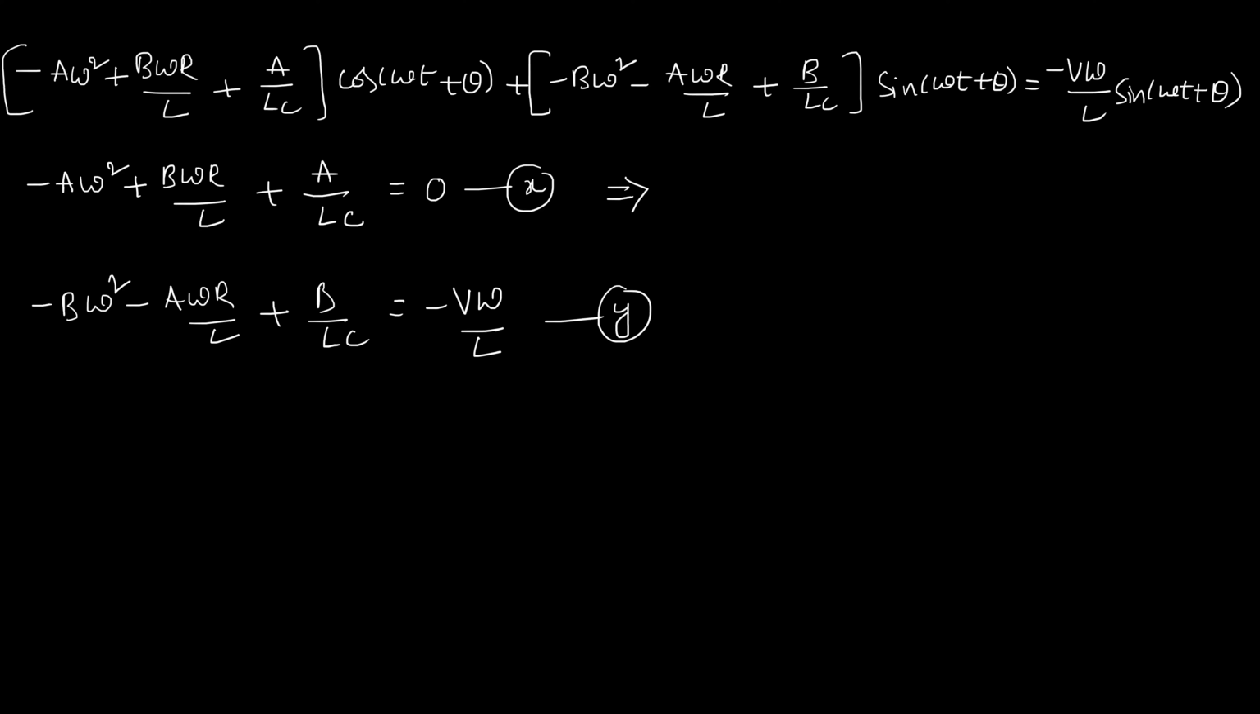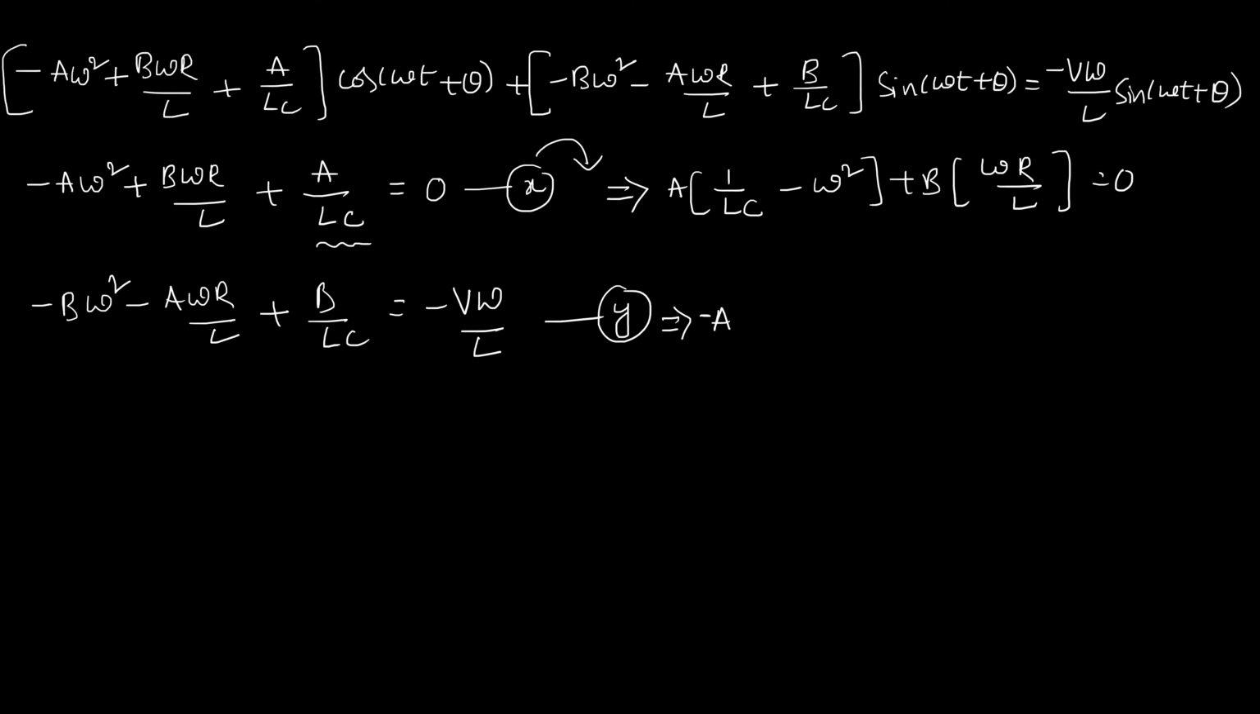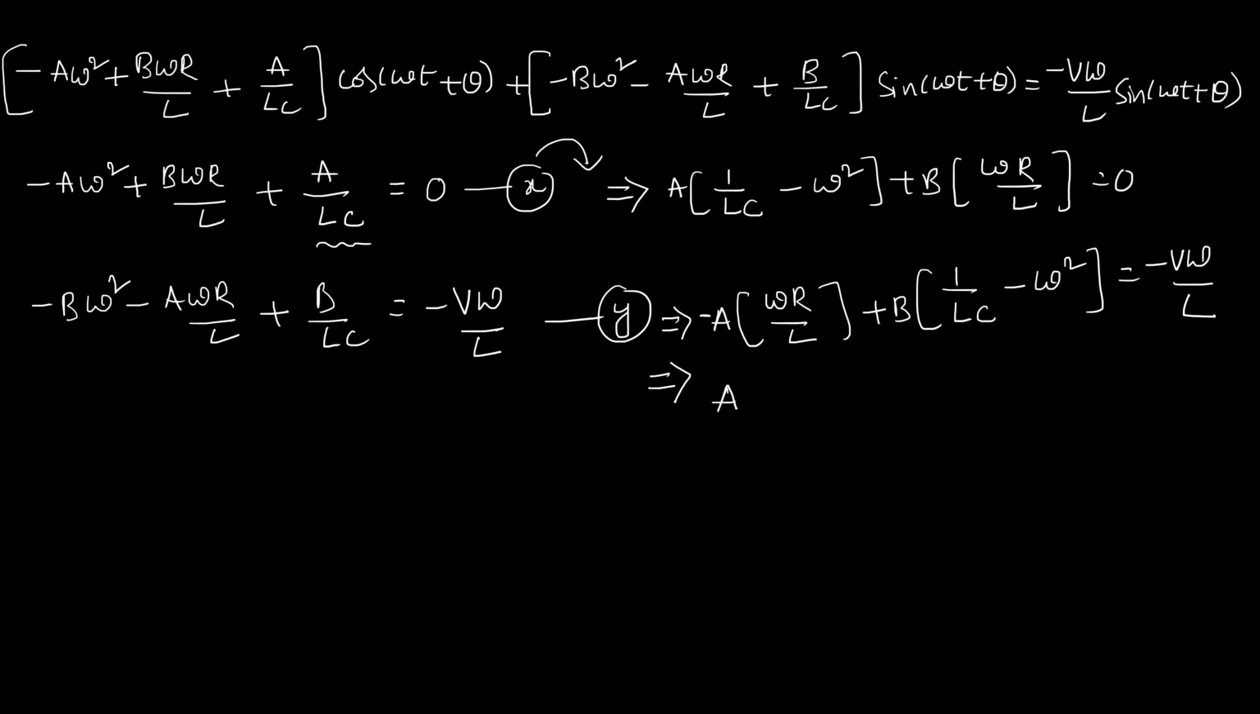This equation can be simplified further. Take a as common: a into (1 by lc minus omega square) plus b into omega r by l equal to 0. You may call this equation X. Now the other equation can also be modified. Take a out, so you get minus a into omega r by l, and take b out as common: b into (1 by lc minus omega square) is equal to minus v omega by l. If I want to exclude the negative sign for a, you may multiply the entire equation by minus.